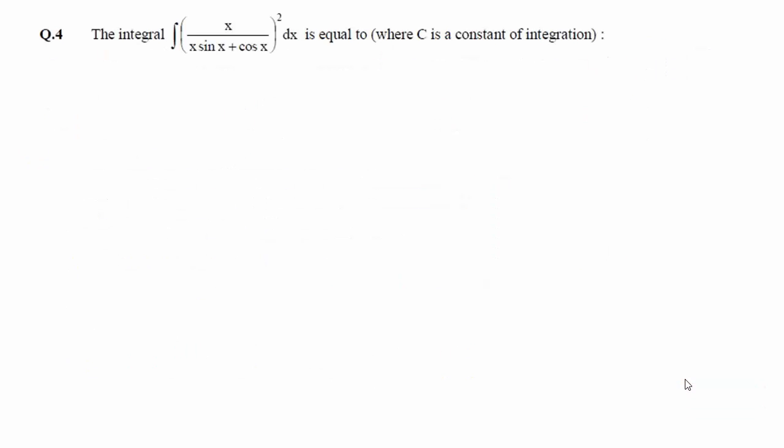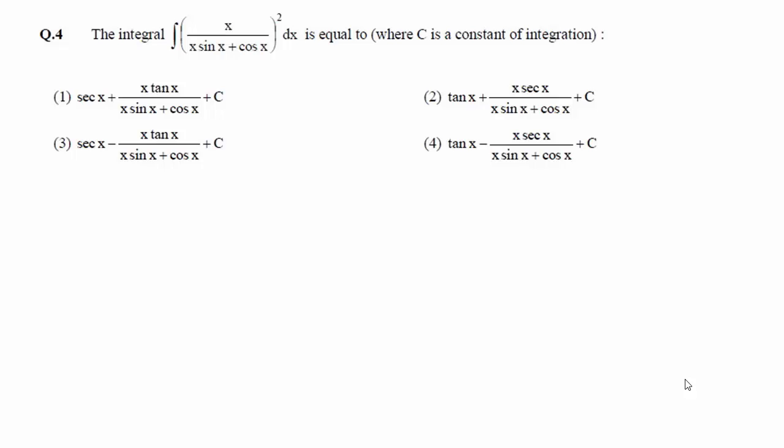Question 4. The integration of x divided by (x sin x + cos x) whole square dx is equal to: options are 1, (sec x + x tan x) divided by (x sin x + cos x) plus c.